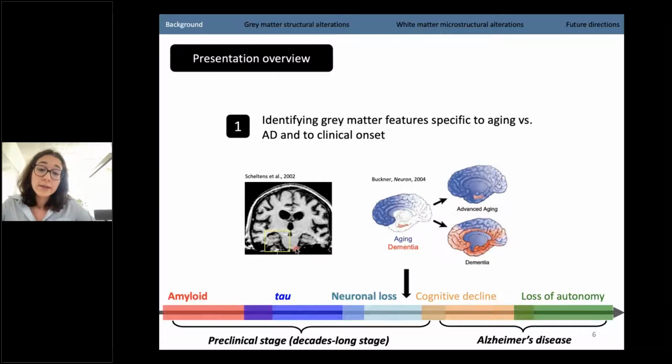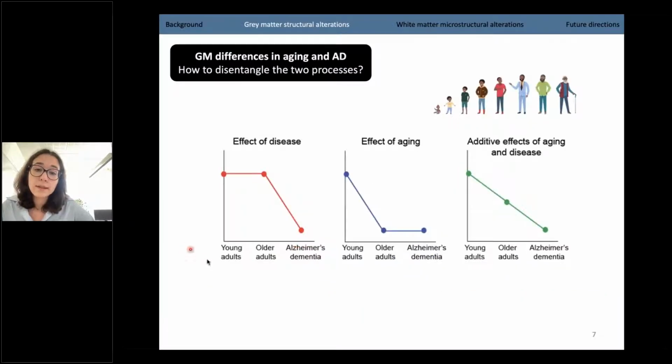The approach we took to answer these questions was to look at lifespan changes. We wanted to identify gray matter features that would be specific to AD, so not changing with age, but with the disease. Conversely, there might be gray matter features that change with aging, but not further with Alzheimer's disease, so those would be specific to aging. And of course, there might be features showing an additive effect.